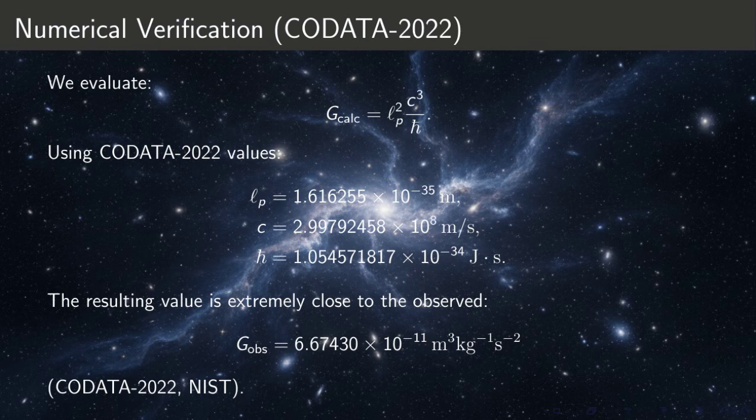The resulting value is extremely close to the observed gravitational constant. The observed value of G is 6.67430 times 10 to the minus 11 cubic meters per kilogram second squared. This agrees with the accepted CODATA 2022 value reported by NIST.